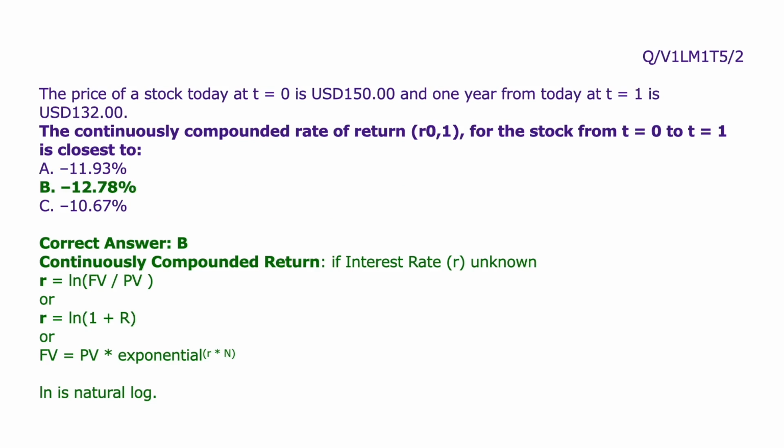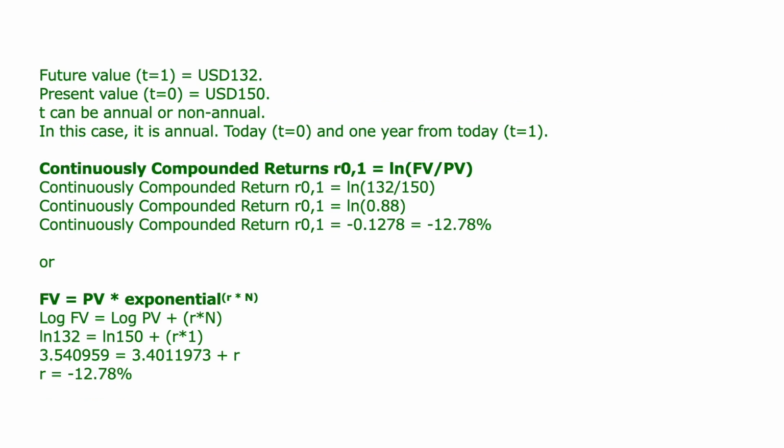Continuously compounded return uses the natural log of the price ratio. It will be slightly more negative than the simple percentage change. Simple return equals 132 minus 150 divided by 150 equals negative 12.0%. Log return equals negative 12.78%, a bit lower.